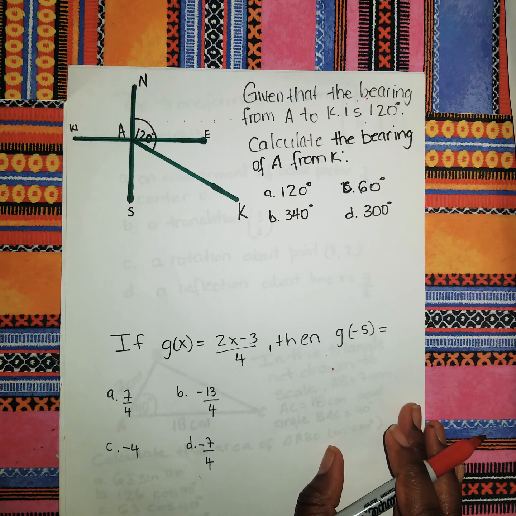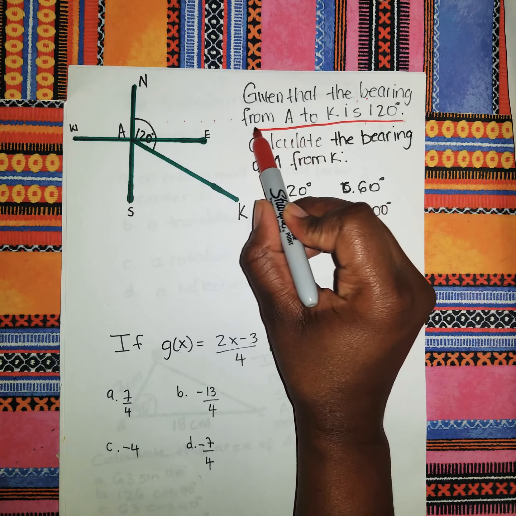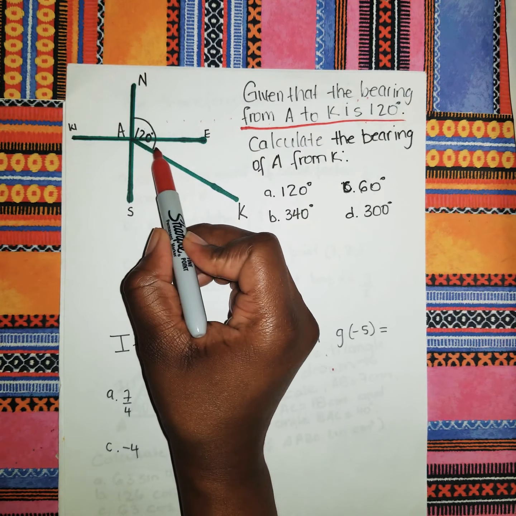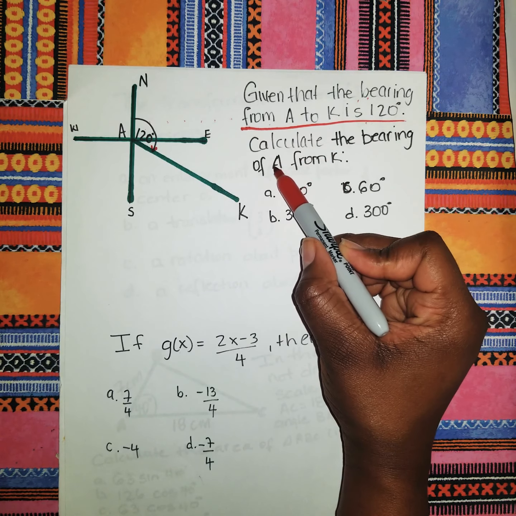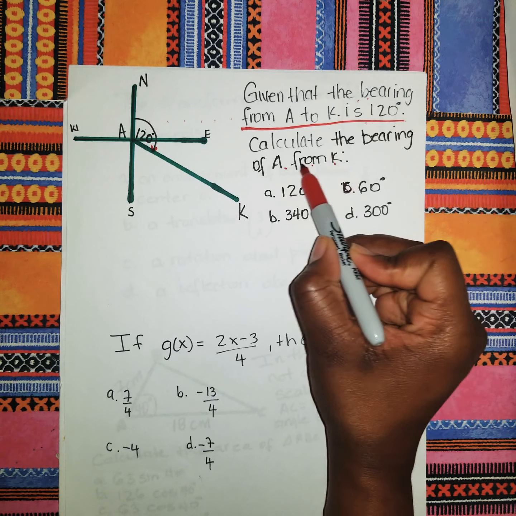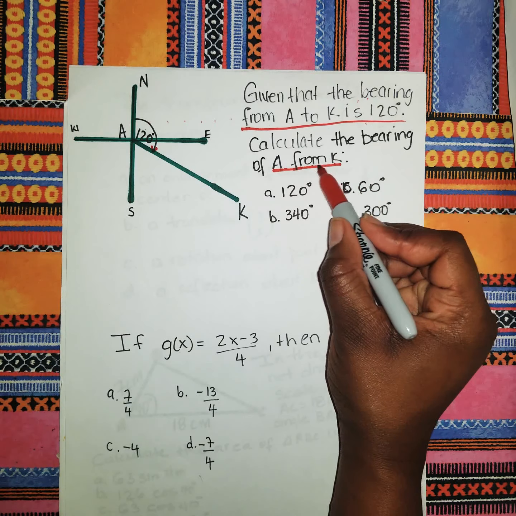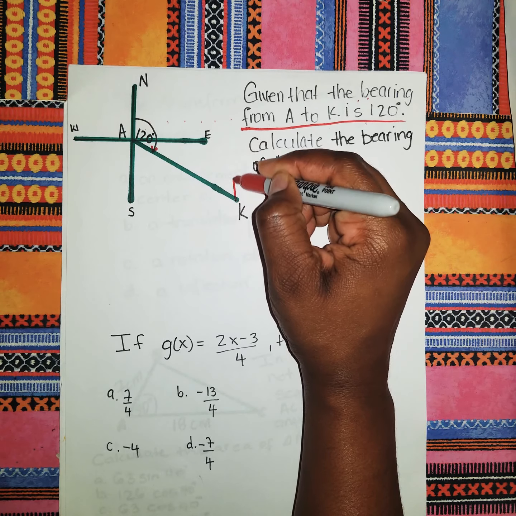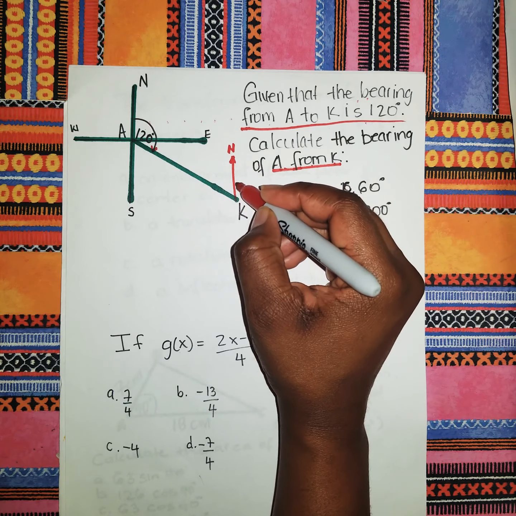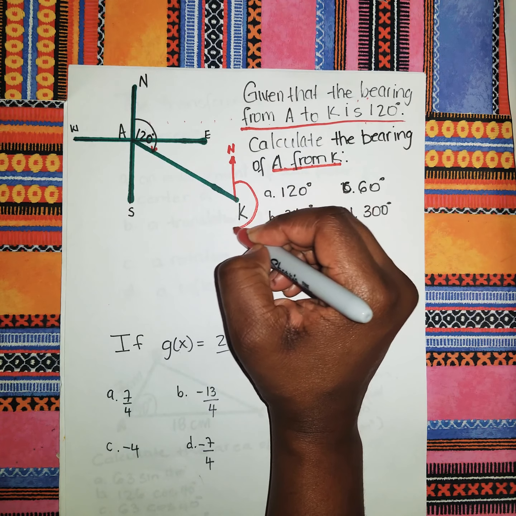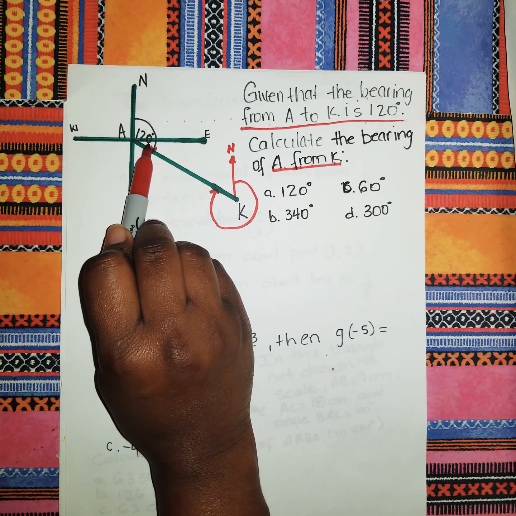So given that the bearing from A to K is 120, so from A, meaning start from A to K, that's very important, is 120. Calculate the bearing of A from K. So the last part here, guys, is our catch. So from K, meaning you're going to start from K. All right? And you know, bearing is a movement from the north line in a clockwise direction. Okay? And we know this angle here is 120.